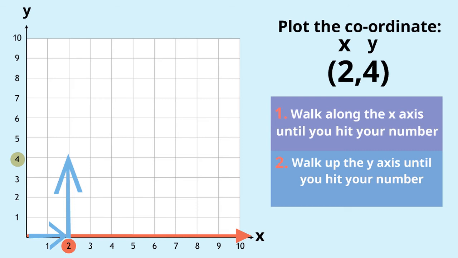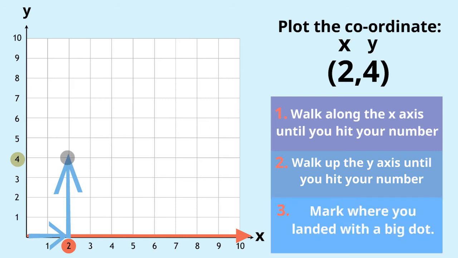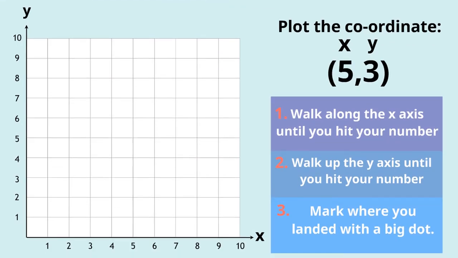Wherever we land, we're going to mark it with a big dot. This is the point (2, 4). So we're going to mark it, and if you want, you can write the coordinate above to remind yourself. So that's it. That's how we plot a coordinate. I'm going to leave these steps up here to help you, and try to plot this coordinate, (5, 3). Pause the video and give it a try.